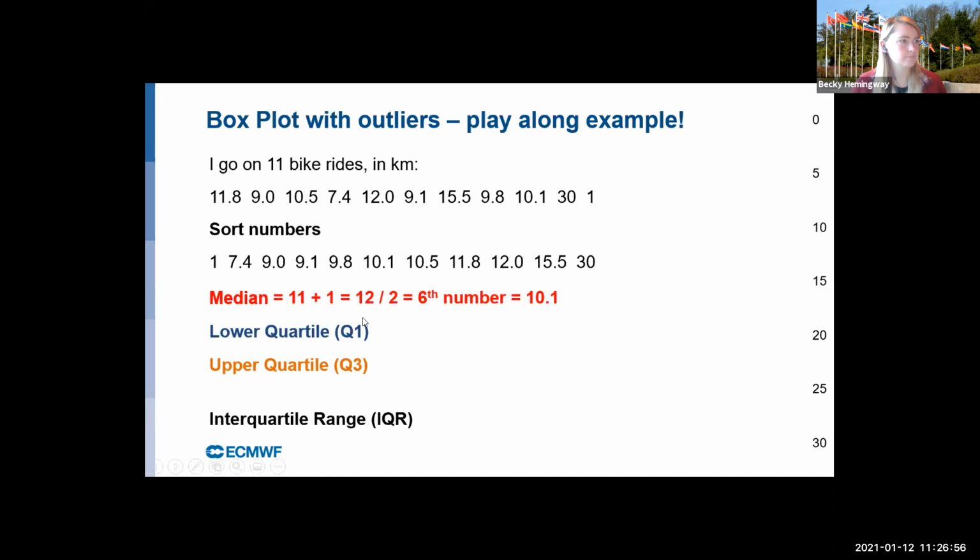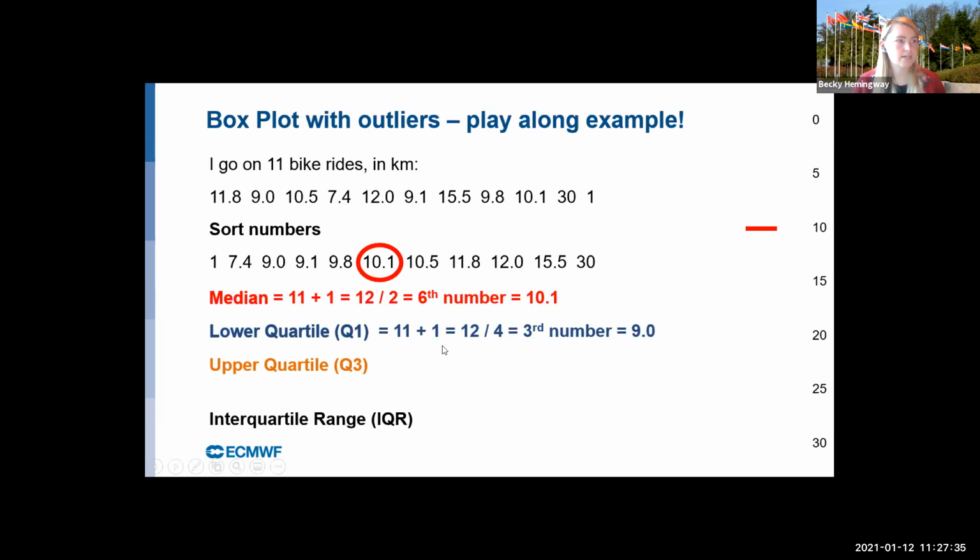So for the median, we take our number of numbers. In this case, we have 11 bike rides, so 11 numbers. We add 1, it gives us 12. We divide that by 2, which tells us the median is the 6th number in the sequence. In this case, the 6th number is 10.1 kilometers. So that is our median number. Hopefully you all got that. We have a plot on the right-hand side, so we're going to plot our data. It's 10.1, so it's in the vague area of 10.